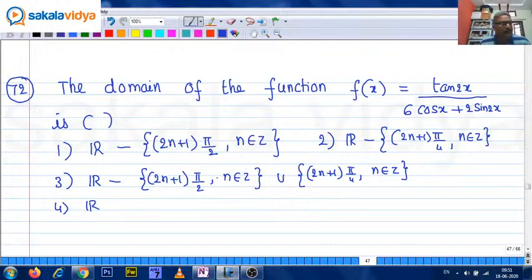Okay. So in the previous problem, only just exponential form we need to change into, that's all. The domain of the function f of x equals tan 2x upon 6 cos x plus 2 sin 2x. That means first the domain of the tan 2x we need to find out. Here one more thing, the 6 cos x plus 2 sin 2x should not be equal to 0. So that condition we need to check now. Let us check it now.